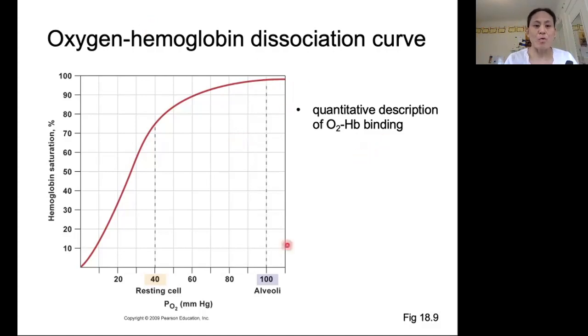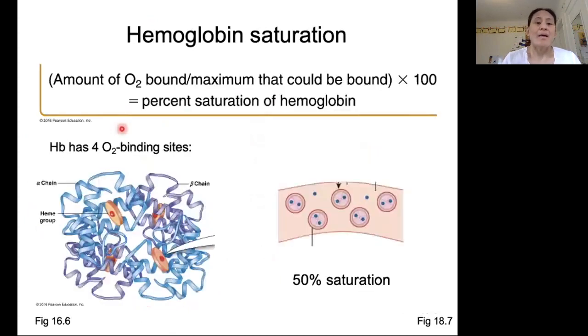Okay. So basically what's being shown here is how much oxyhemoglobin we get for different values of PO2, okay? But before we really get into it, what I'd like to do is focus on this y-axis value, hemoglobin saturation. I want to explain to you what that means, and then we'll come back and take a closer look at this curve, okay? Hemoglobin saturation is the amount of O2 bound over the maximum amount that could be bound, times 100 to get your percent saturation of hemoglobin. In other words, it's how much oxygen is bound divided by the number of available binding sites, okay?